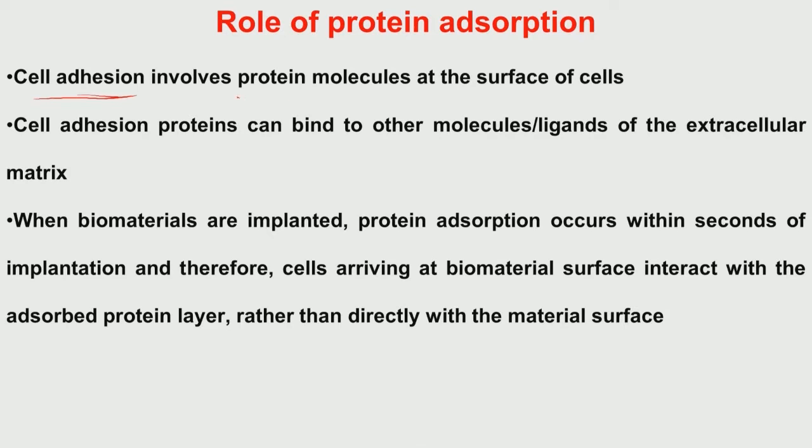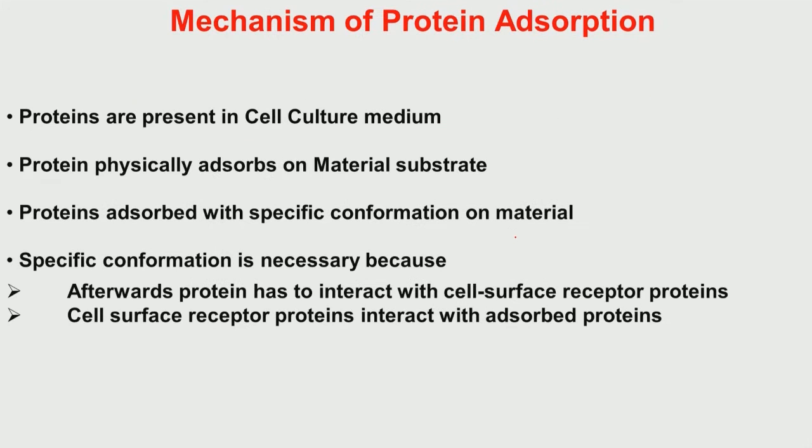Yeah, coming back to the discussion on the cell material interaction, let me recapitulate what I have covered in the last module. So, cell adhesion involves, first, the adsorption of the protein molecules, and the cell adhesion proteins can bind to other molecules or ligands, the extracellular matrix. This protein adsorption takes place at the beginning, within the first few minutes of the cell culture experiments.